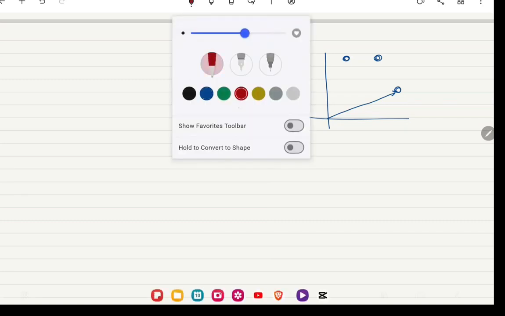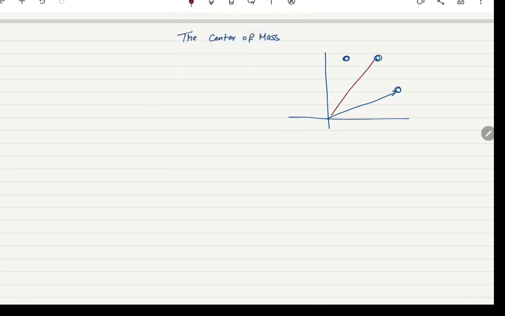Now let's identify the center of mass. Consider that we have a system of 3 masses, like in this one here. So this is mass 1, mass 2, and mass 3. Now this one is R1, R2, R3.